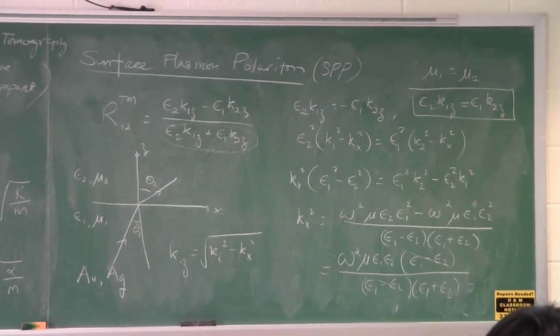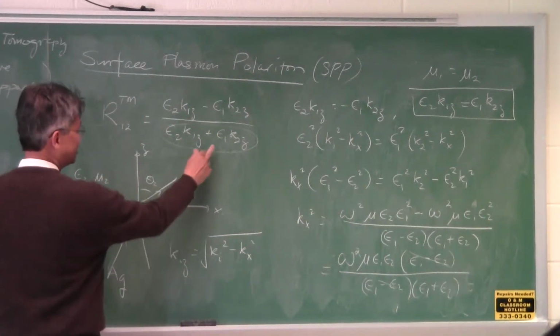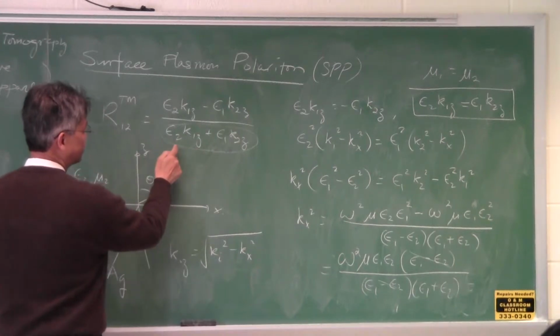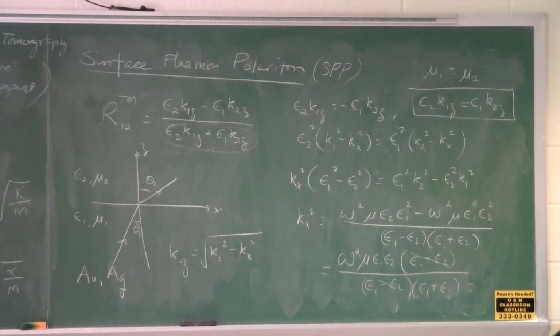So if you have gold on silver, then one of these can be negative. You have to pick the sign so that this goes to 0, and you pick the Kx in such a manner that the denominators cancel each other.